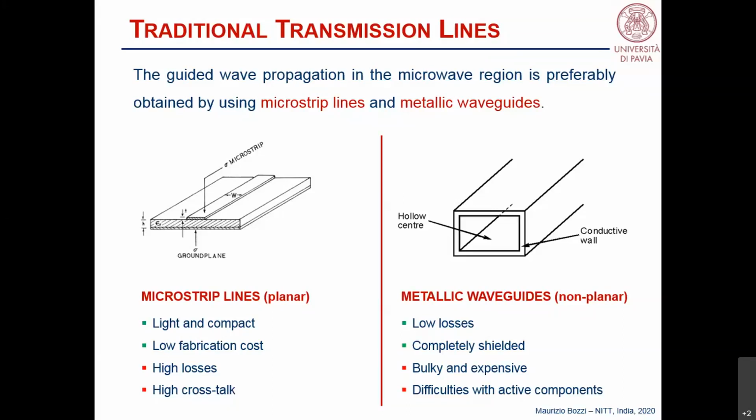So if you compare the advantages and disadvantages of the two structures, you can recognize that the advantages of one structure are the disadvantages of the other. One is light and low cost, the other is bulky and expensive. One has high losses, the other has low losses. So somehow we have a technological gap between the two types of transmission lines, the planar ones, the microstrip lines, and the non-planar one, the metallic waveguide.